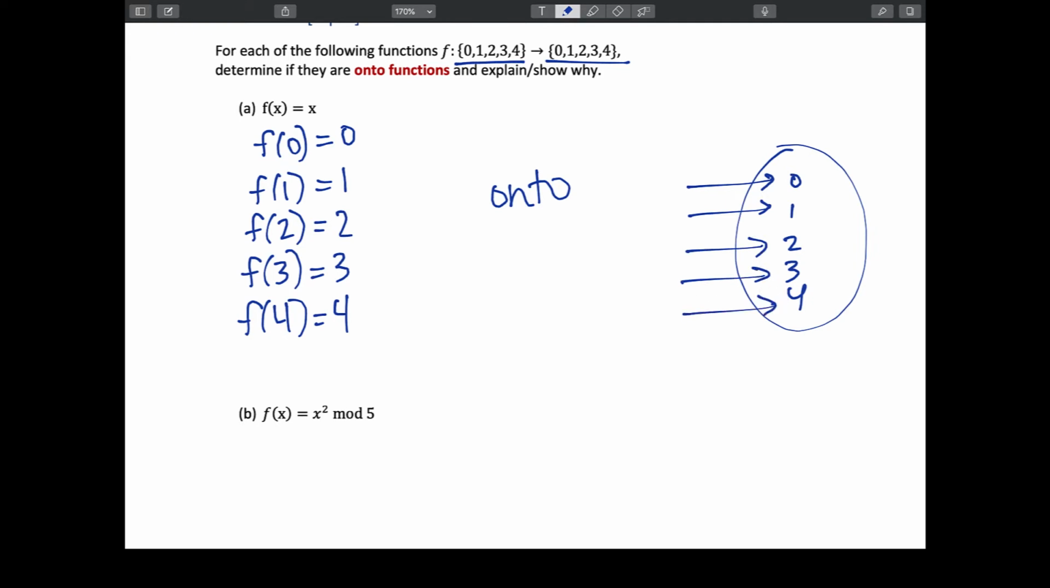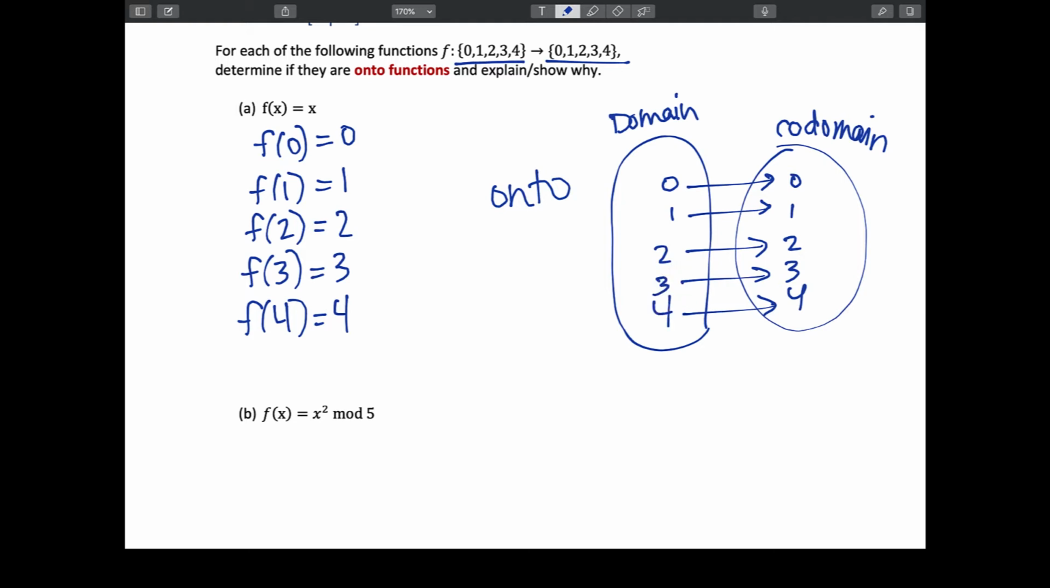So if this is our codomain, we want to show that that's true, but if this is our domain, it's actually coming from 0, 1, 2, 3, 4. There we go. And so that is onto.